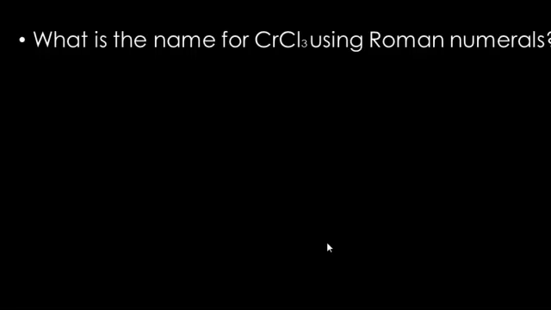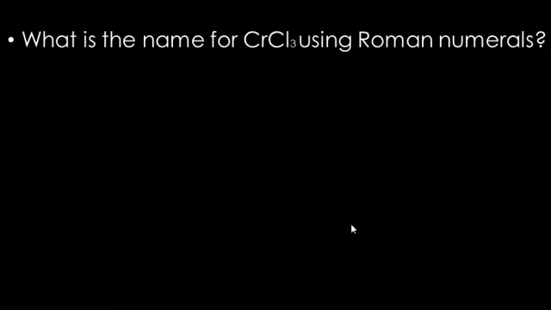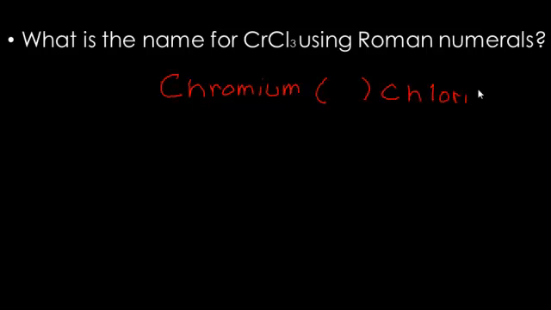Now in this one it gives you the formula, but you have to name it. So CrCl3. Cr is chromium, so you do chromium, and then something's going to go in these parentheses, chloride. Since Cl had a 3 after it, you can bring this 3 up here and this 1 up here, which means Cr had a charge of 3+, which means the Roman numeral should be 3.